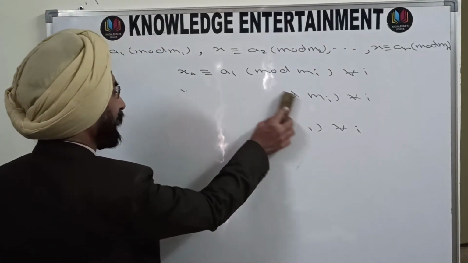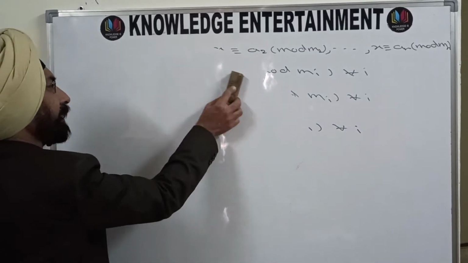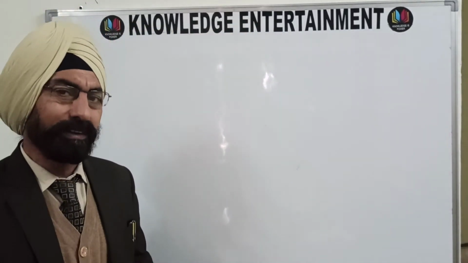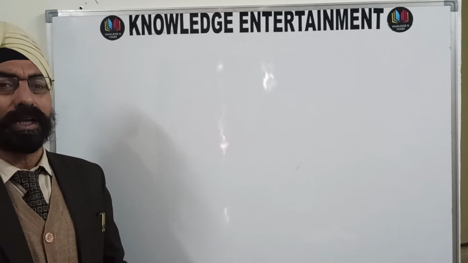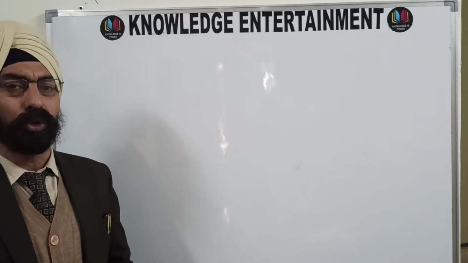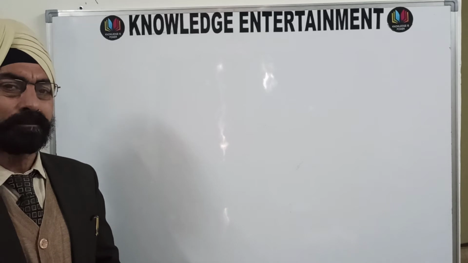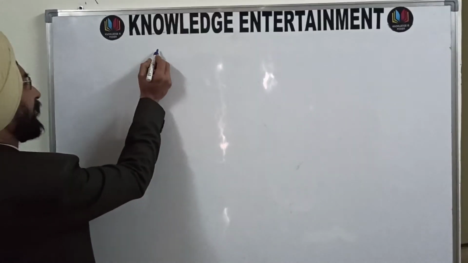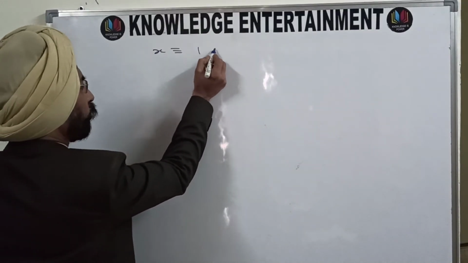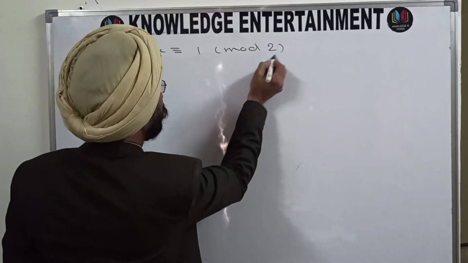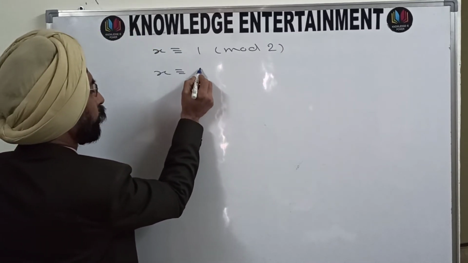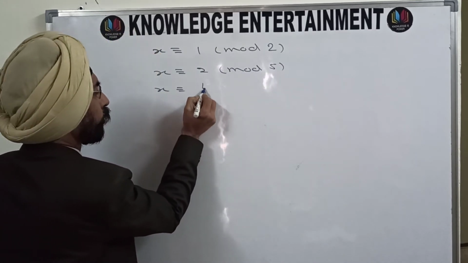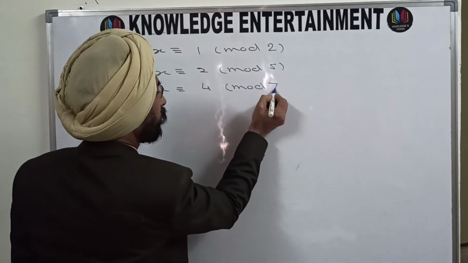That means a system of linear congruence equations with m1, m2 and so on, mn relatively prime in pairs has, for every i, a unique solution modulo m, where m is the product of all these mi's. And now let us look at one example. Consider these equations: x is congruent to 1 modulo 2, x is congruent to 2 modulo 5, x is congruent to 4 modulo 7.